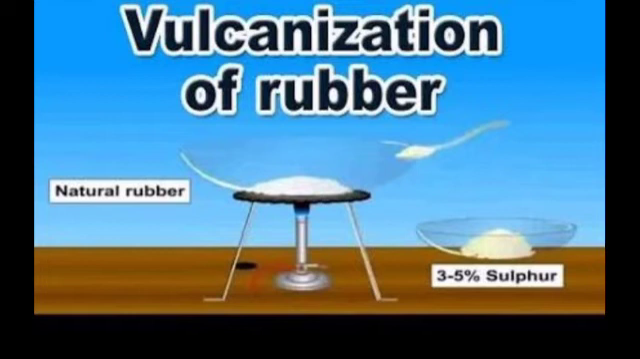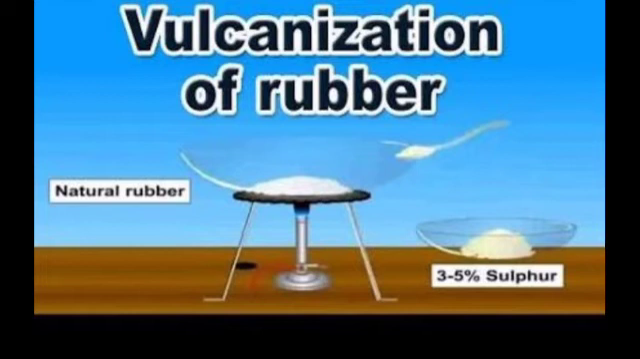Now how to make rubber, that is vulcanization of rubber. First step, we have to heat the rubber with a mixture of sulfur for 3 to 4 hours, because the sulfur makes the rubber hard, and this process is called vulcanization. And we use different quantities of sulfur for making different types of rubber products.